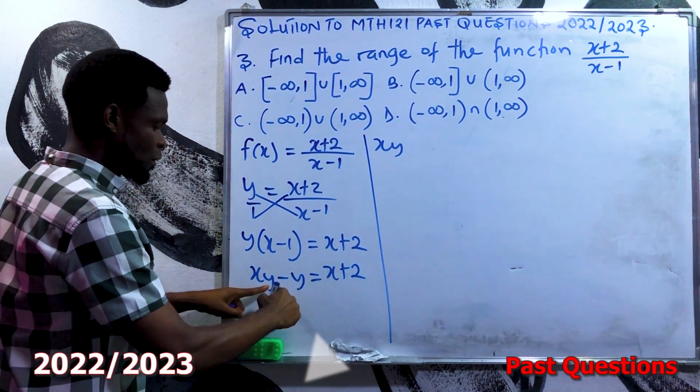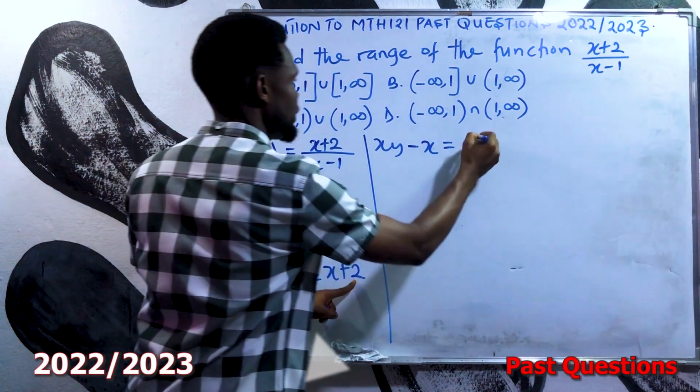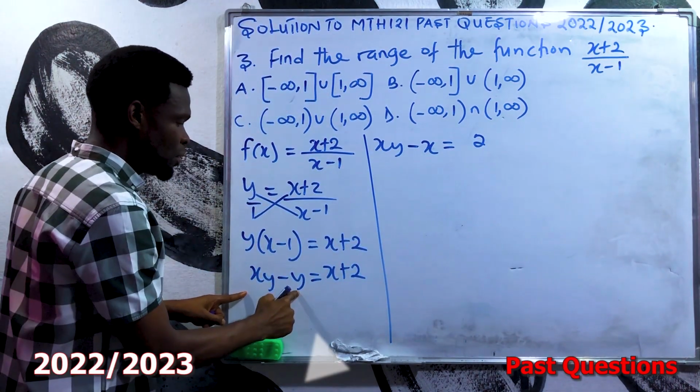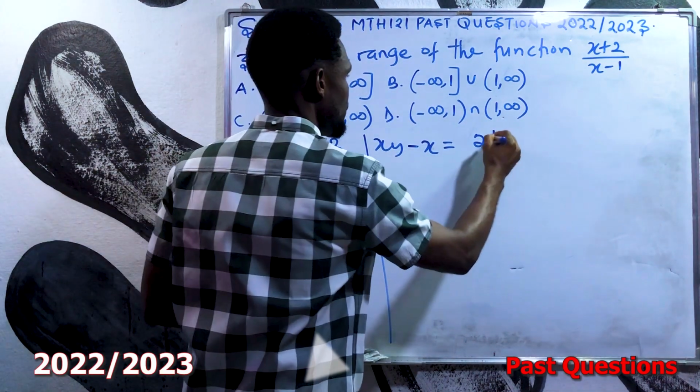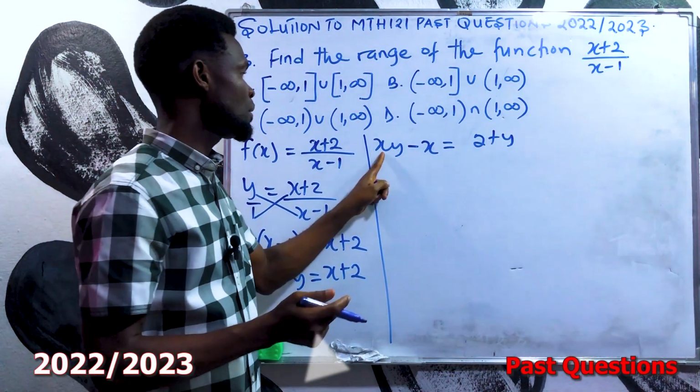X will move to this side and become minus x equals to 2. Look at it. Then minus y will move to the right hand side and become plus y. I want to make x the subject of formula. X is here, x is here.